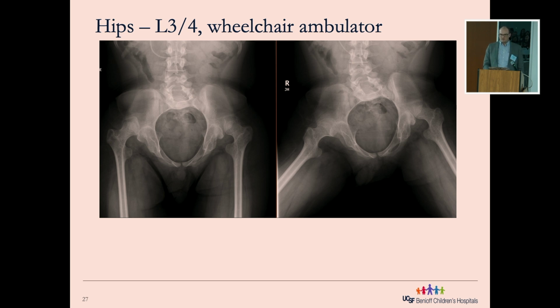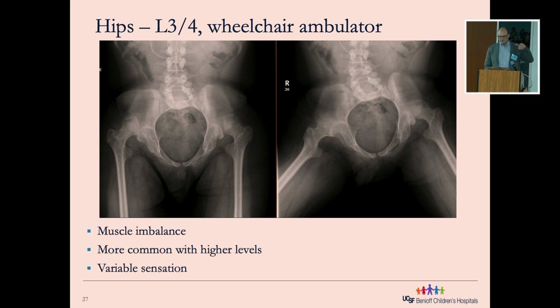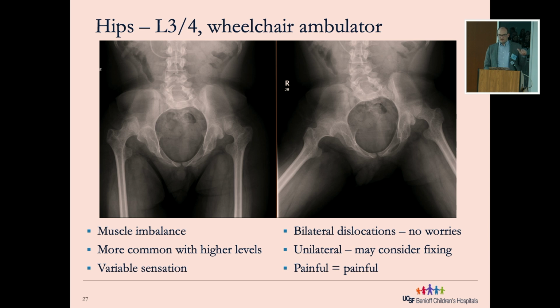But they can be very, very functional from that loss of sensation, that loss of muscle tightness, spasticity. He was unbelievably functional. And this is, I think, the major problem and confounder in how we approach this problem: it is absolutely at this middle ground where you could have it look like that, and he has no problem. His muscle imbalance is there, but no big deal. Very common with higher levels, but the sensation is so variable that it's hard to know whether it's going to be a problem. Bilateral dislocations, almost always not a worry.